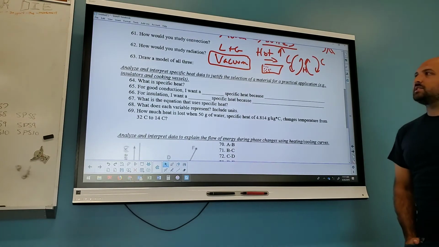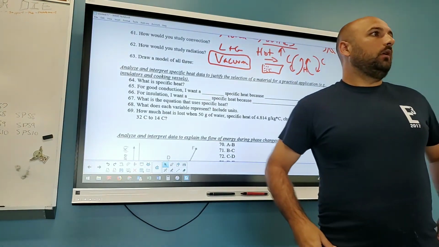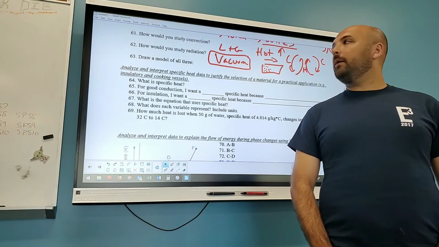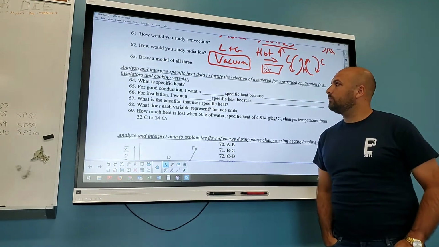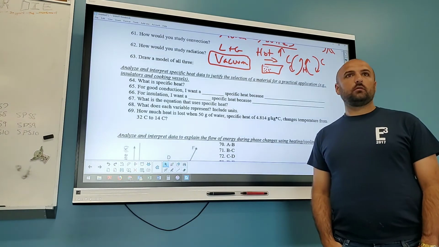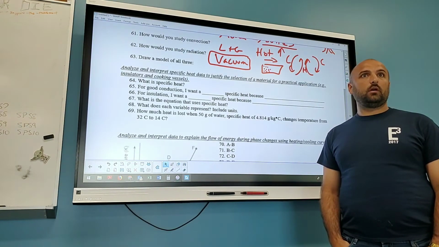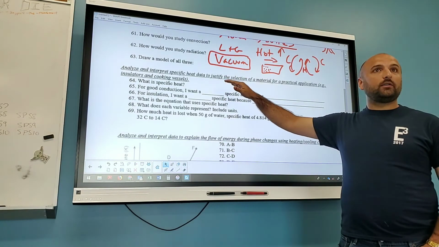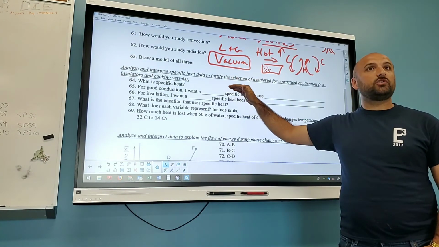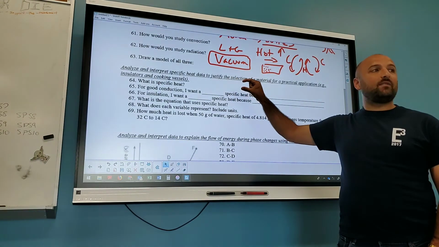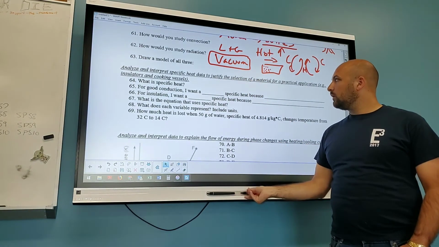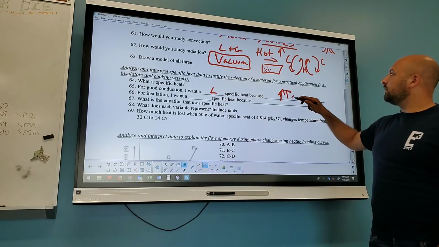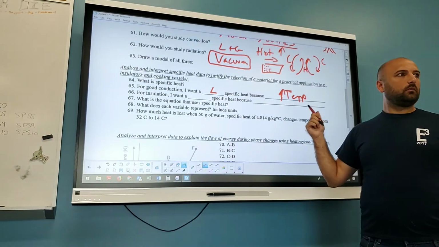What's specific heat? The amount of energy required to raise the temperature of matter 1 degree. So, for good conduction, what kind of specific heat do I want, high or low? I want low specific heat. A conductor should change temperature really quickly, which means it must have a very low specific heat. I want it to increase or decrease in temperature quickly. Does that make sense?